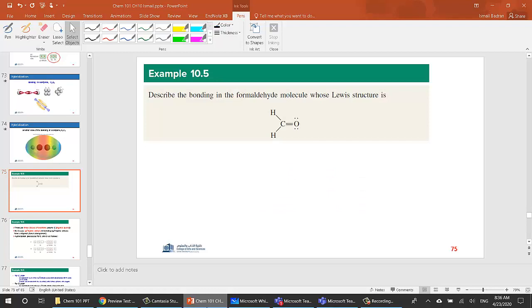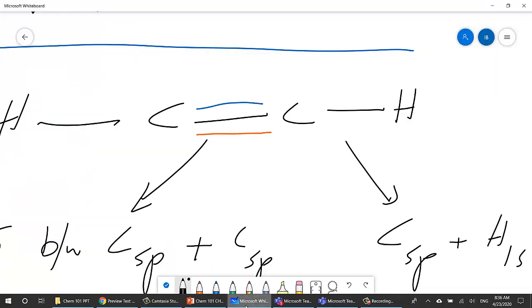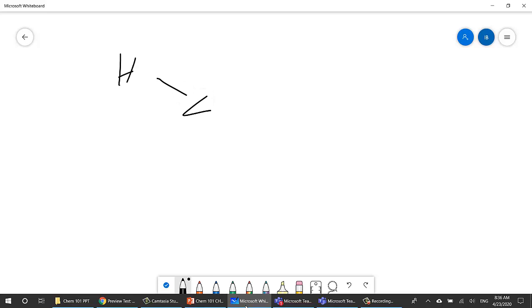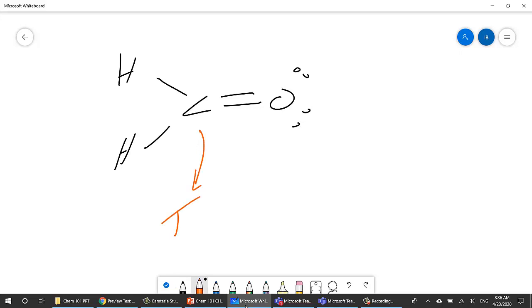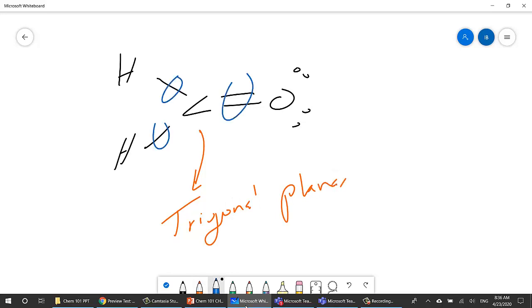Okay, let's solve this question. Describe the bonding in formaldehyde molecule whose Lewis structure is this. That's a very easy question if you understand. You have a carbon here, you have H, and you have oxygen with a double bond with 2 lone pairs. Now, first of all, this carbon is trigonal planar because it clearly has 3 groups. 1, 2, 3. A double bond counts as 1, okay?